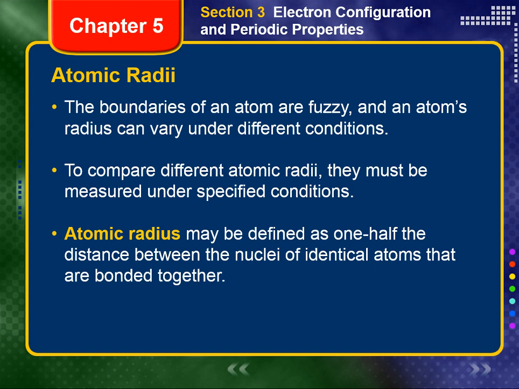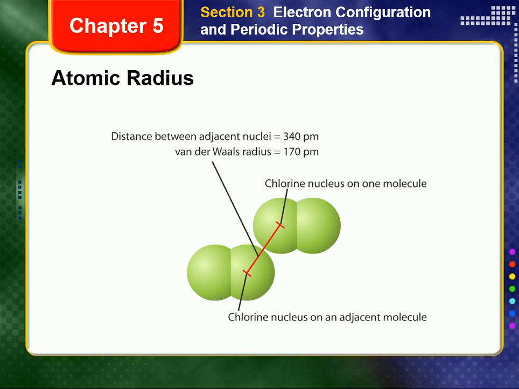Atomic radii. Ideally, the size of an atom is defined by the edge of its orbital. However, this boundary is fuzzy and varies under different conditions. Therefore, to estimate the size of an atom, the conditions under which each atom exists must be specified. One way to express an atom's radius is to measure the distance between the nuclei of 2 identical atoms that are chemically bonded together, then divide this distance by 2. As illustrated in Figure 5-12 or on the screen now, atomic radius may be defined as 1/2 the distance between the nuclei of identical atoms that are bonded together.